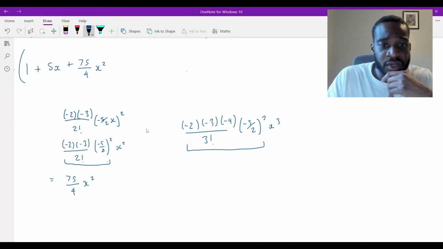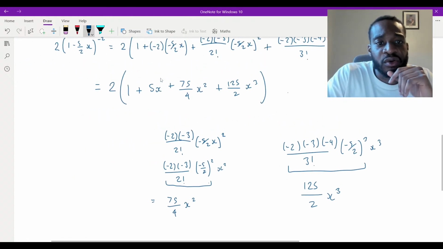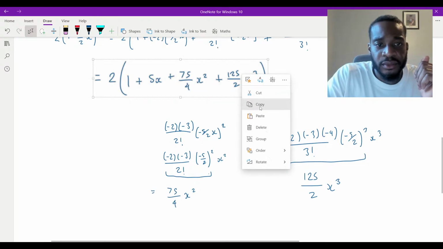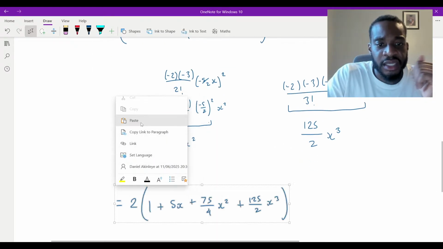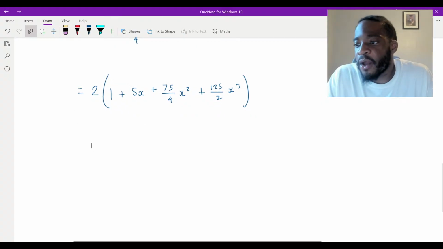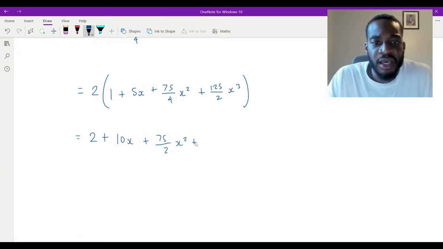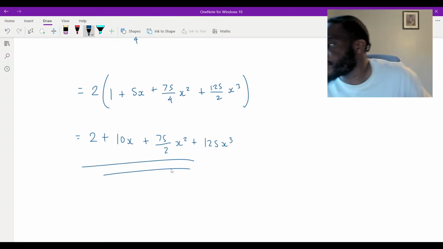Yeah? So therefore, that's going to be 125 over 2x cubed, like that. So I get that there. 125 over 2x cubed. So now, all I need to do to finish off the question is just literally expand that 2. Like that. So doing that, that is going to be equal to 2 plus 10x plus 75 over 2x squared. And that's going to be 125 x cubed. And that is going to be the final answer.